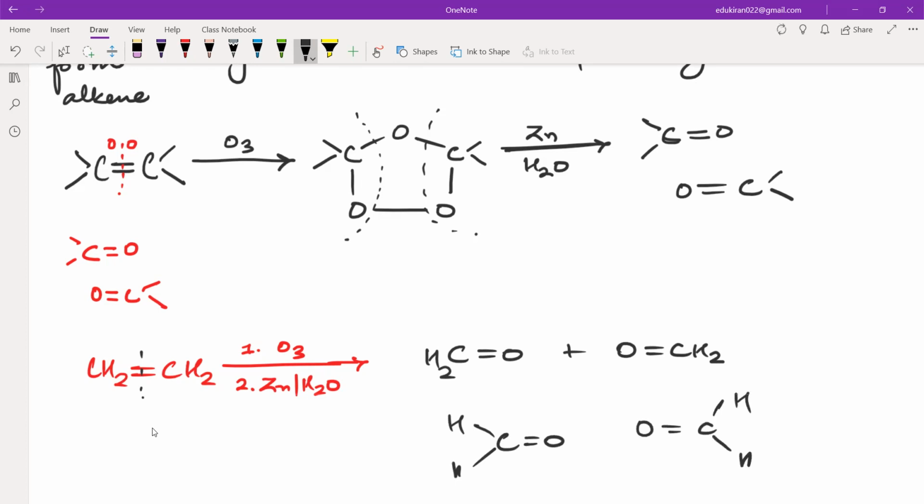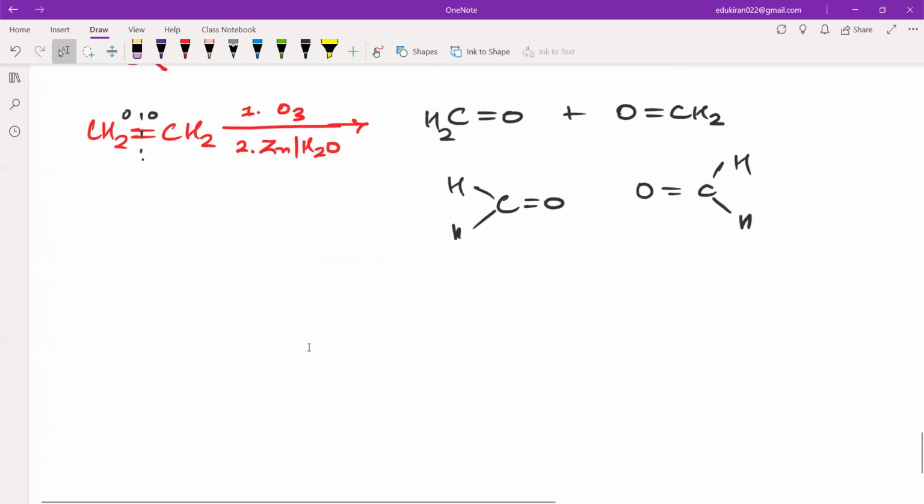It is an aldehyde, right? Yes or no? Can you see the product? Yes. Okay, you just have to add oxygen like this. Just look at another example.